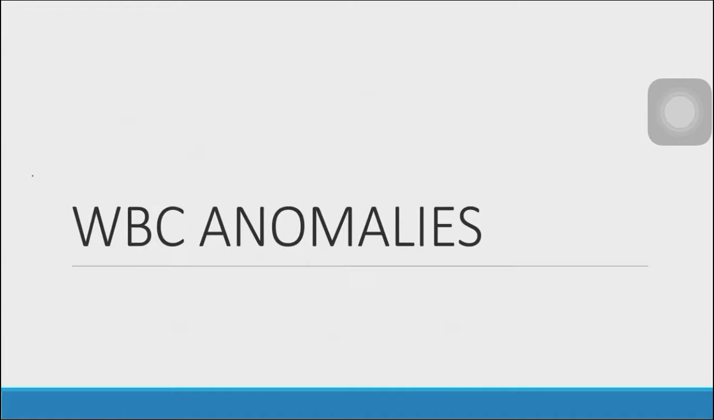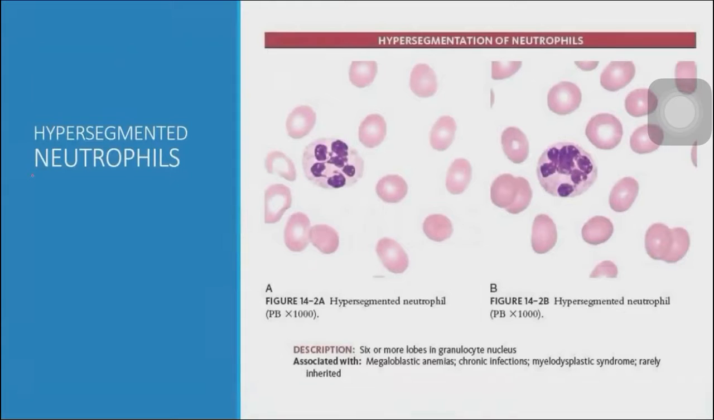Okay, let's talk about some WBC anomalies. First, let's talk about hypersegmented neutrophils. Hypersegmented neutrophils are neutrophils which have six or more lobes in the granulocyte nucleus. Usually, the normal lobulation of the nucleus is 3 to 5.